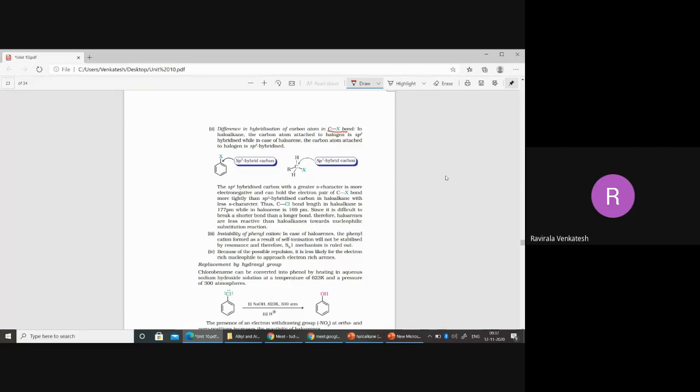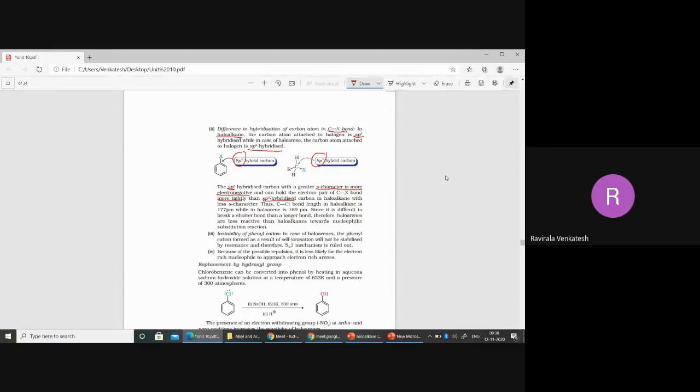So in the second statement, what are they saying? In haloalkanes, which hybridization do you have? sp3 hybridization. But in the haloarenes, you have sp2 hybridization. Now in sp2, the percentage of s character is 33%, but in sp3, the percentage of s character is 25%. So in sp2, the s character percentage is more, therefore it is more electronegative and can hold the electron pair more tightly compared with sp3 hybridization. So because of this, it can tightly bind those electron pairs.